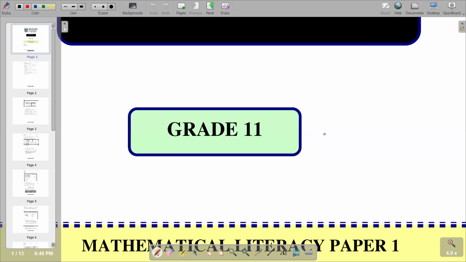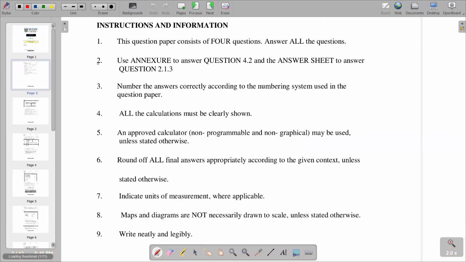This is Mathematical Literacy Paper 1, Grade 11. We are going to start by looking at the information and the instructions that we are given, in particular according to this video. This is what we have in terms of instructions and information, and we have this question paper that we are going to look at.